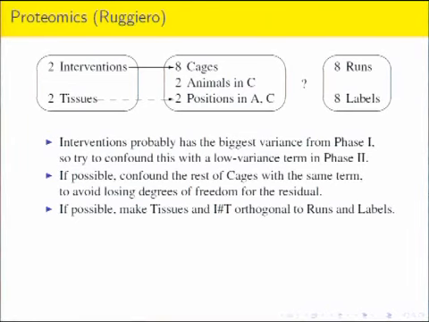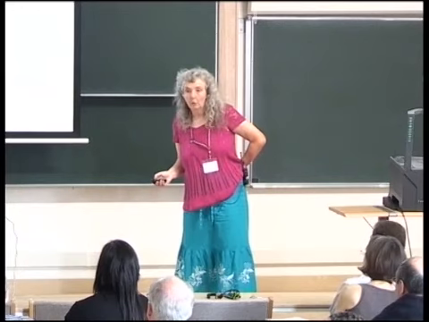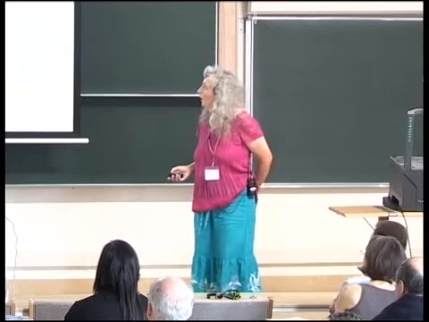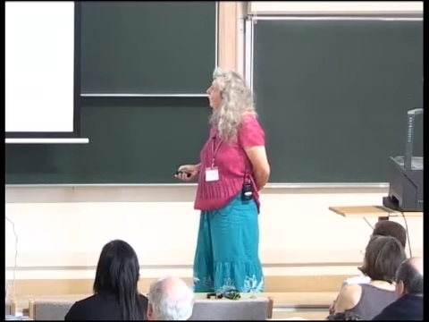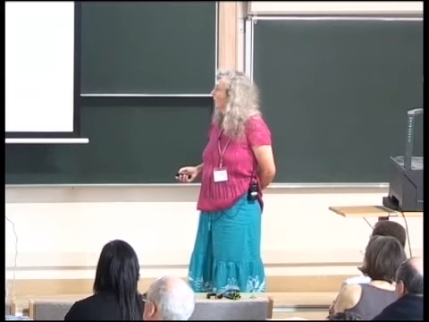We've also got to think about the tissue types and the interaction, and really, if possible, we would like those also to be orthogonal to runs and to labels. And it was actually an example of Andrew Mead's that made me realise that the design key could be useful. I already had that in my mind, and I'm going to show you how we used it in this case.